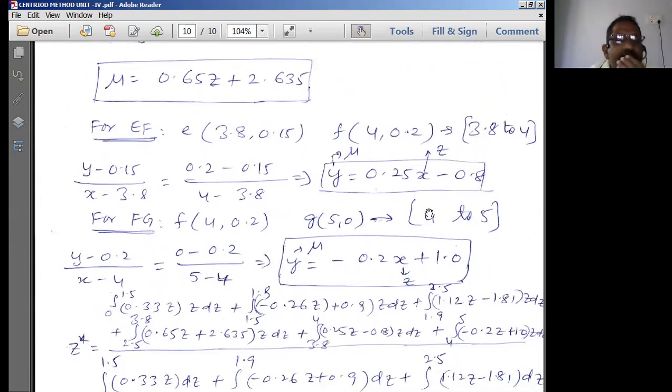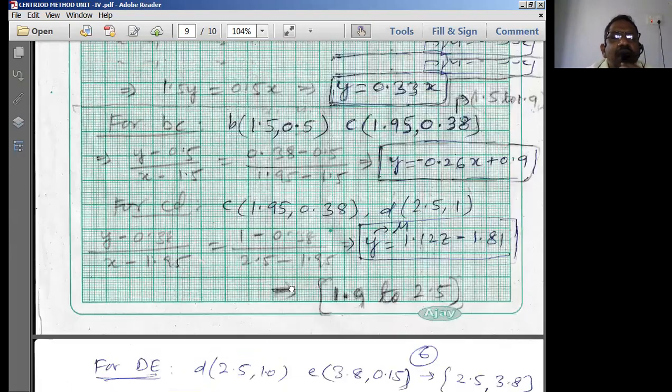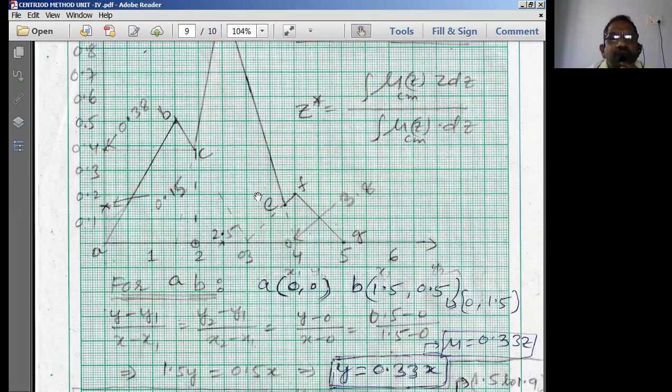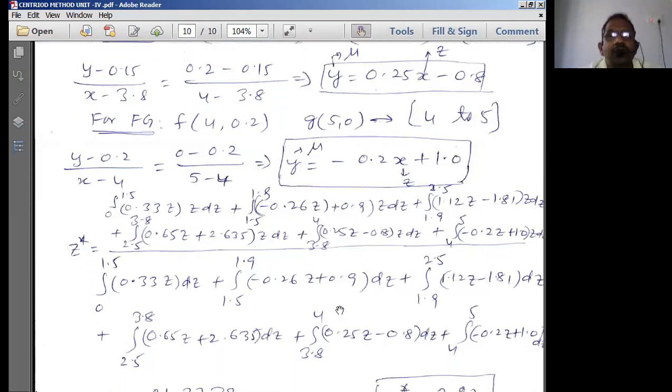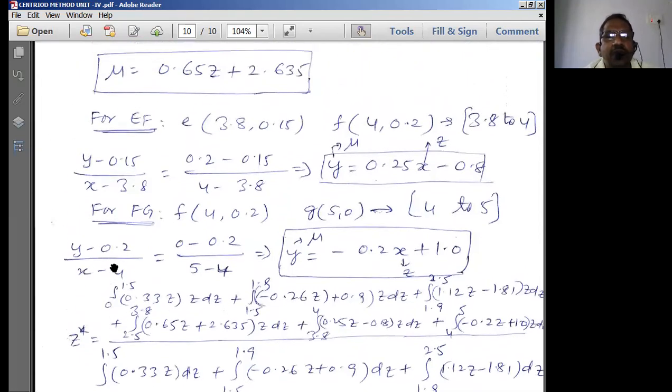Then FG, the last straight line. F is the previous one only, with coordinates 4, 0.2, and G coordinates are 5, 0, over the limits 4 to 5. So let us find the formula for FG. Using the formula y minus y1 is equal to y2 minus y1 and so on, we get the equation y is equal to minus 0.2x plus 1.0. I can write this as mu is equal to minus 0.2z plus 1.0.